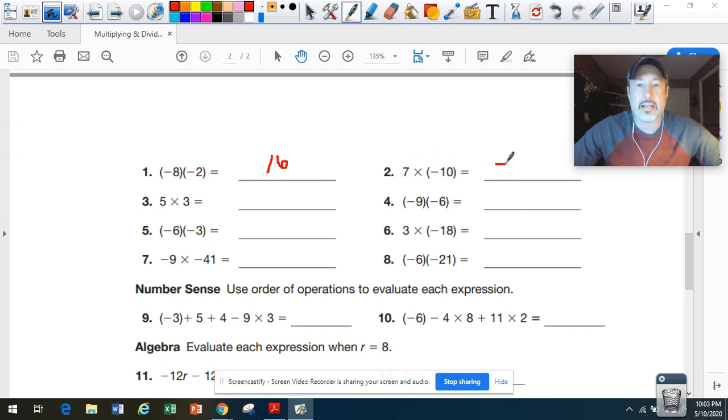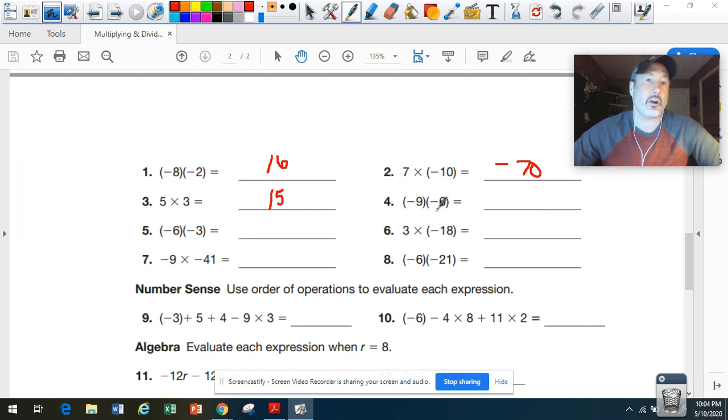So right now I know my answer is automatically negative. So 7 times negative 10 is going to be negative 70. Negative 70 is my answer. Okay, let's look at the next one, number 3. We've got 5 times 3. Well, both are positive. Multiply them together. Answer is 15. Okay. Number 4, negative 9 times negative 6.